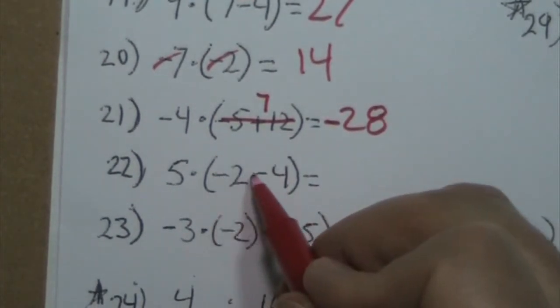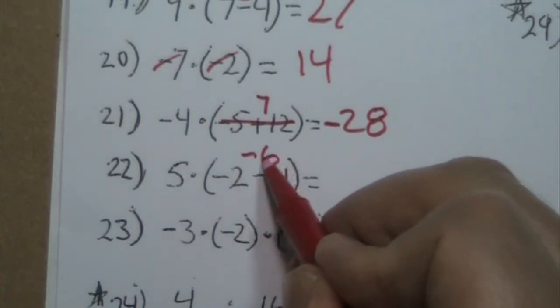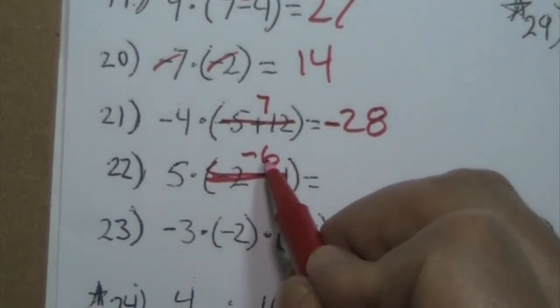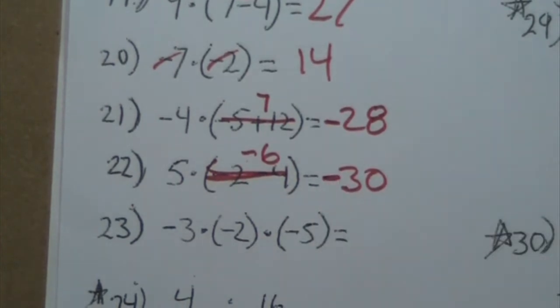Okay, this is negative 2 and negative 4. Down 2, down 4, you are down 6. So all of this is negative 6. 5 times 6 is 30. One negative.